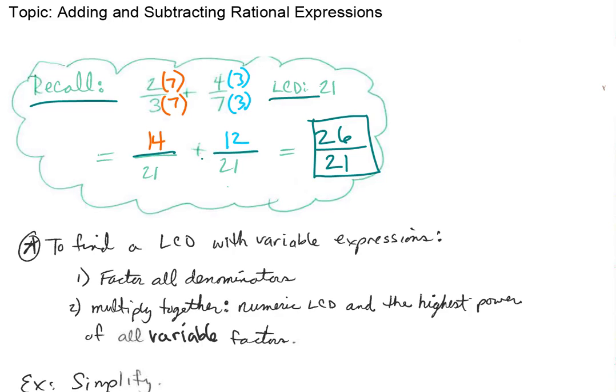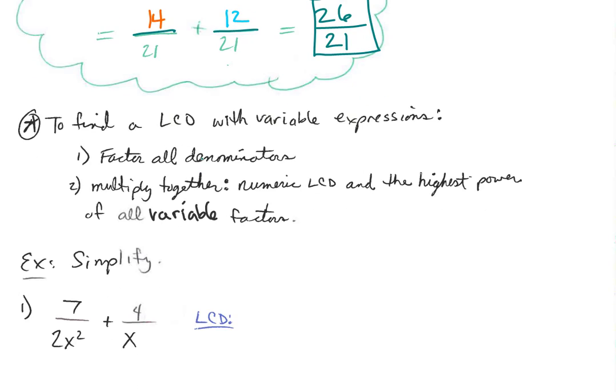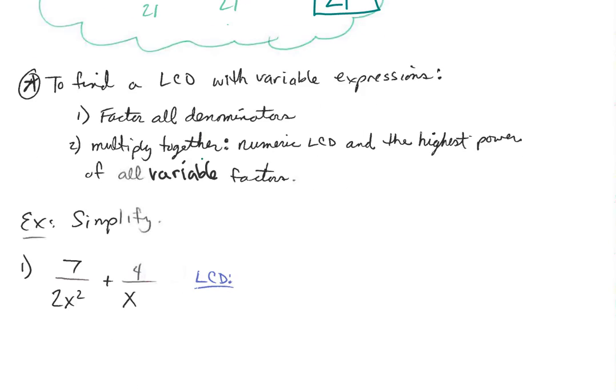Well, it turns out that when they have rational expressions, so fractional or algebraic terms with variables involved, the process really isn't much different. In fact, the larger process is the same. It's just some of the details of finding the common denominator and adjusting the fractions can look different. So let's begin with some notes that say this. To find a LCD with variable expressions, we're going to do the following two steps.